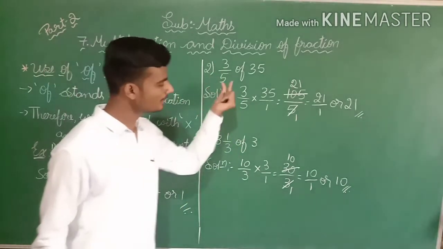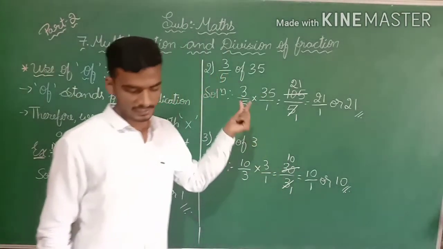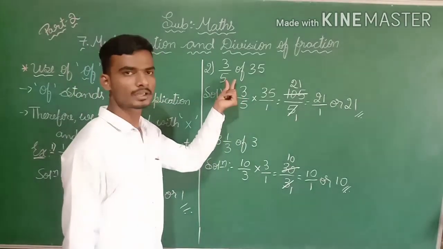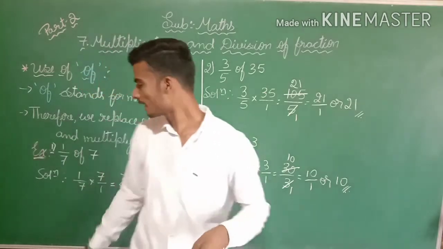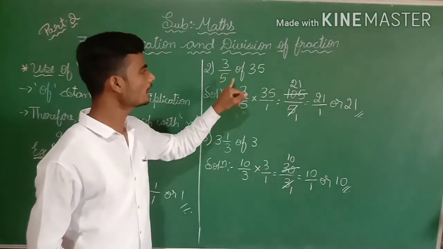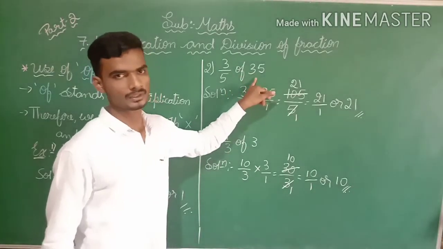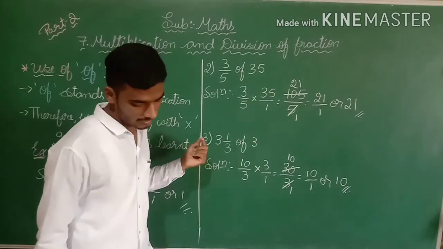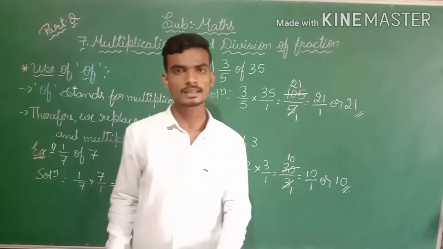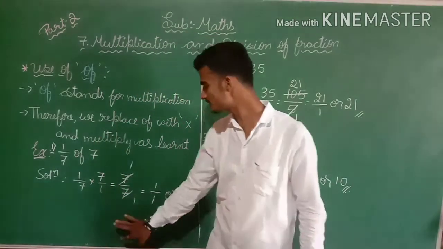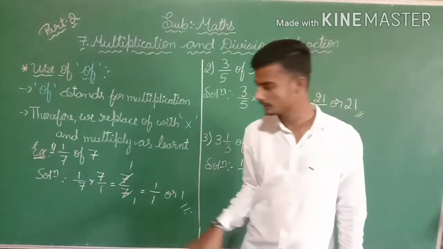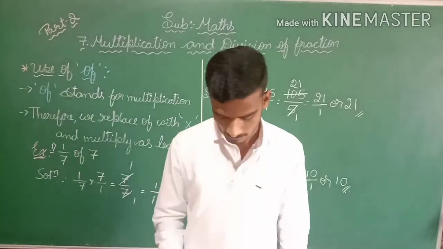Then the second problem also I have taken from your exercise itself. Okay, the first problem I have taken here is 1 by 7 of 7. Then the second problem is 3 by 5 of 35. Okay, then the third problem you have to solve. Okay, the third problem, it is also in the same way, you have to follow the same steps. Okay, what are the steps I have followed? The same steps you have to follow for the third problem also.